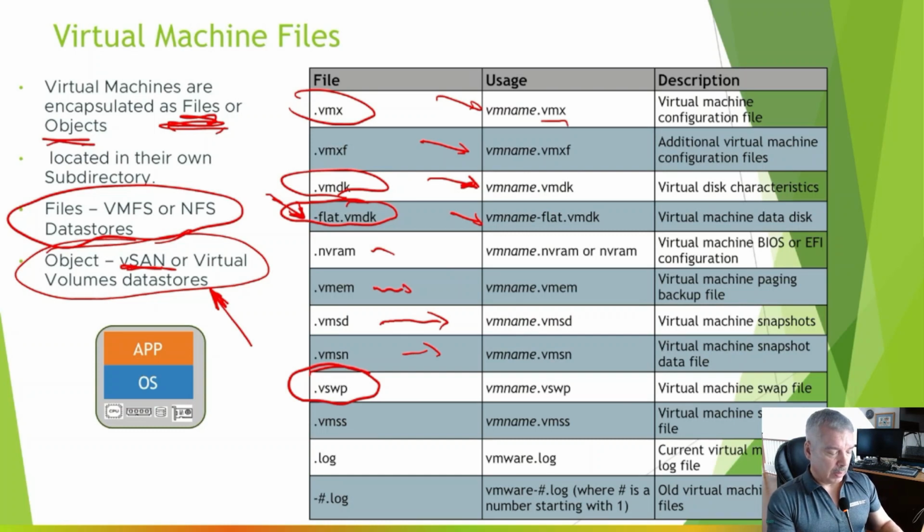I'll talk about that. There might be a suspend file. You can suspend a VM, like pause it. So that would have the contents of process state and memory.